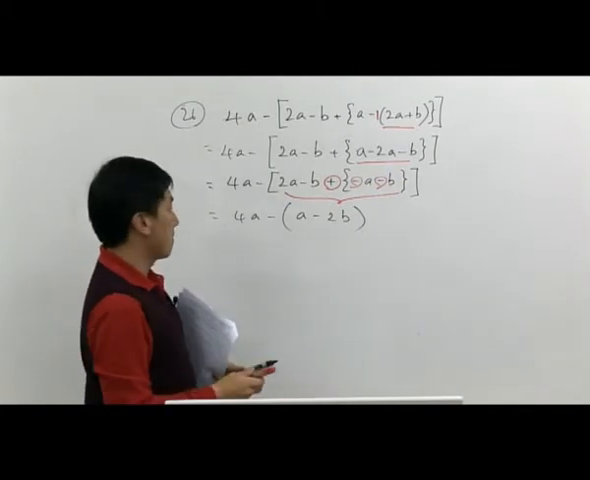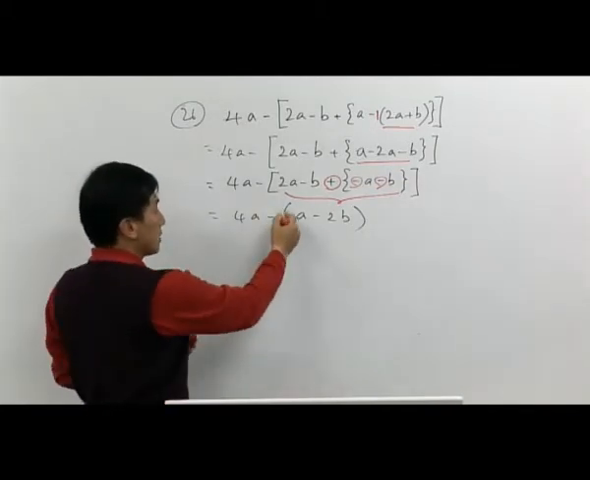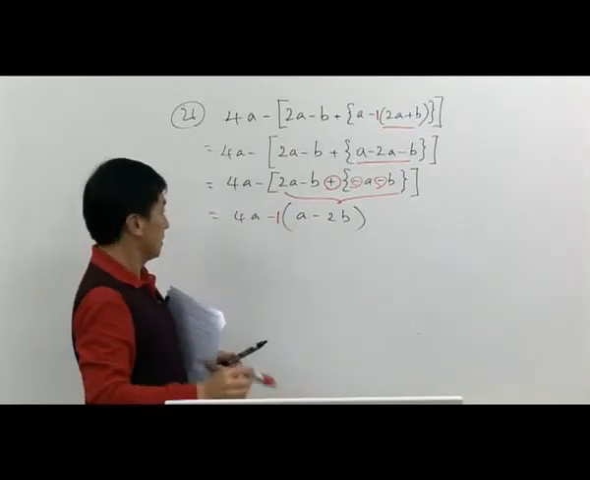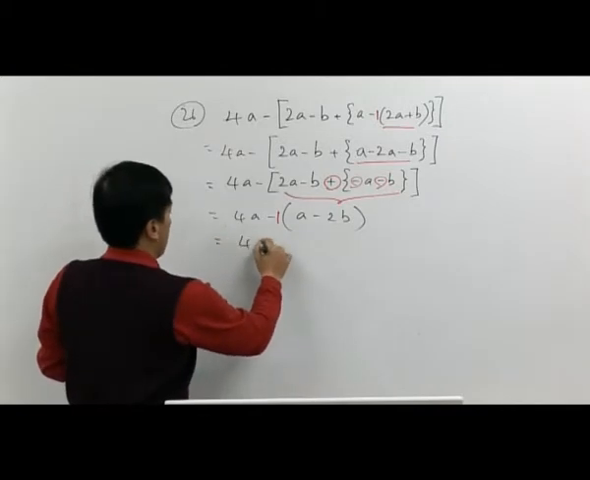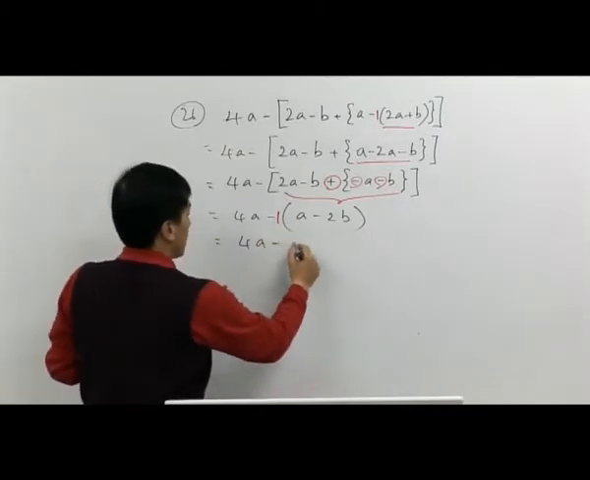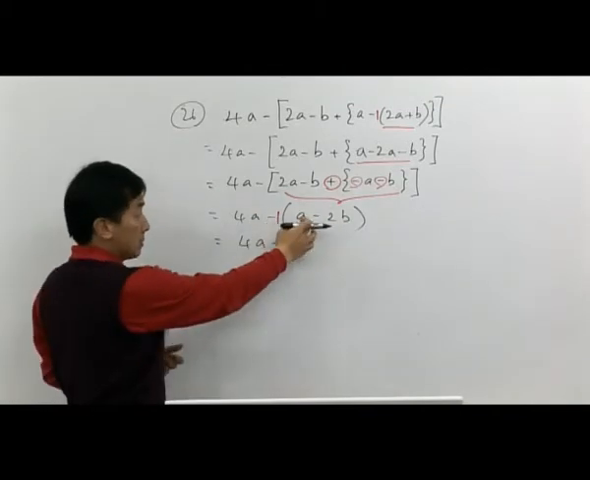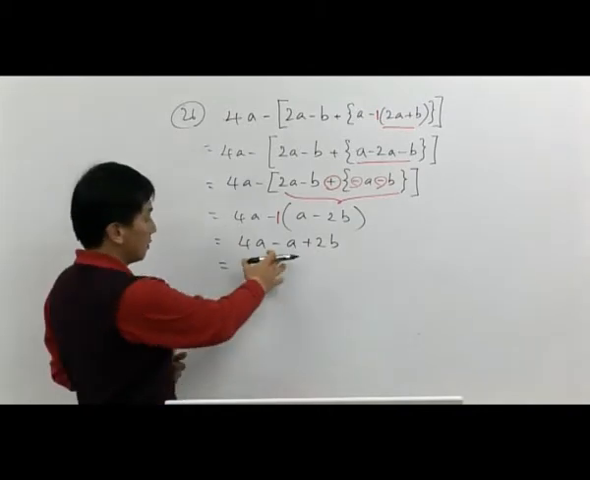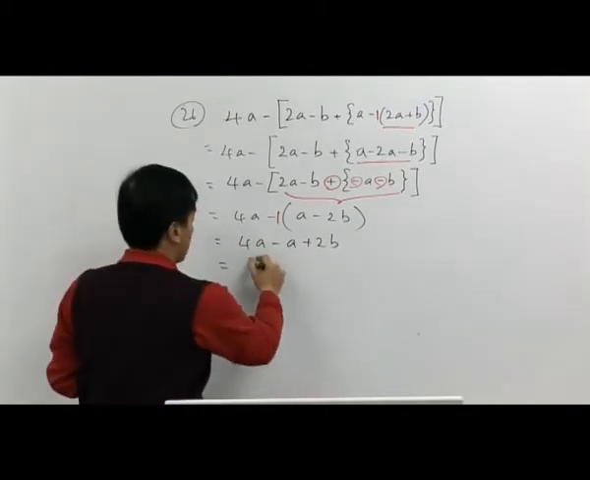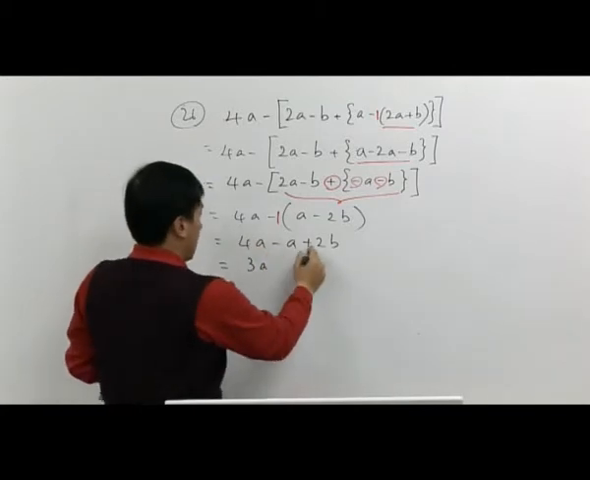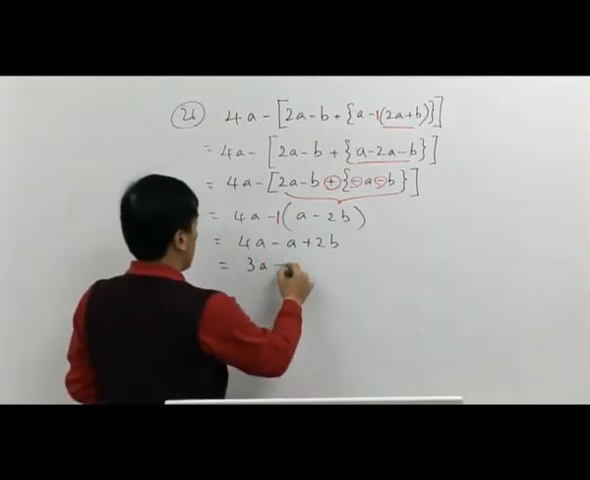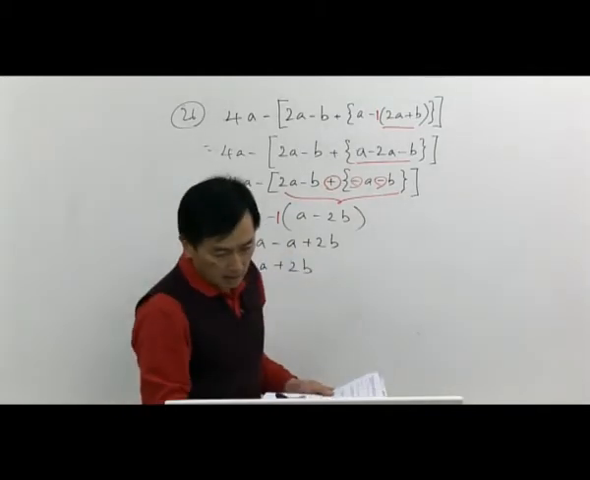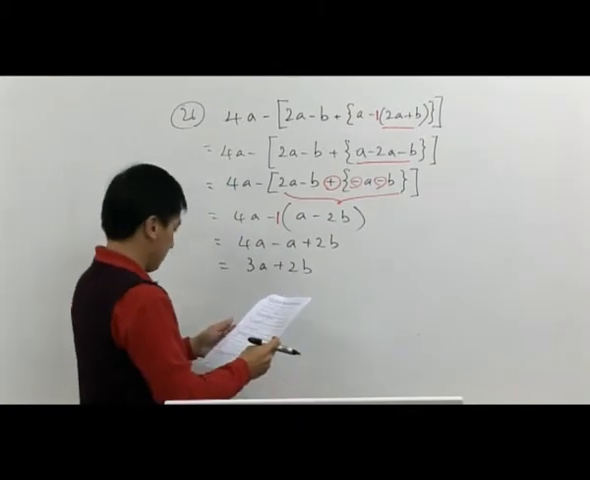Now we've got to be careful here. We've got a minus at the front, so that's like a minus 1. We need to expand that, taking the sign into account. So that will become 4a, minus 1 times a becomes minus a, minus 1 times minus 2b becomes plus 2b. Now we can do the final simplifying. 4a minus a gives us 3a, and 2b, there are no other like terms, so that will remain as 2b. So therefore, in this case for 26, our answer is going to be E.